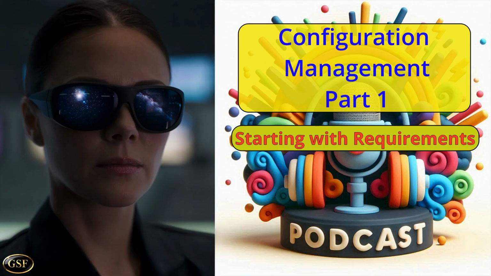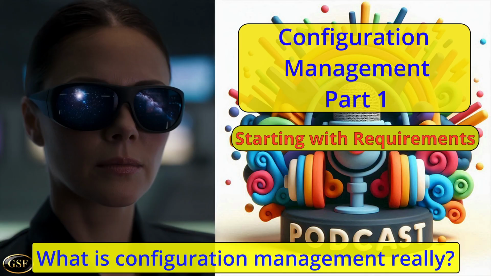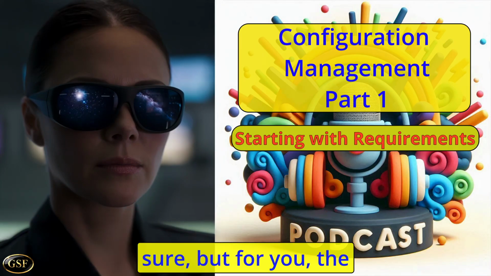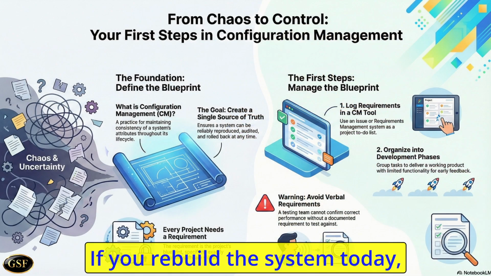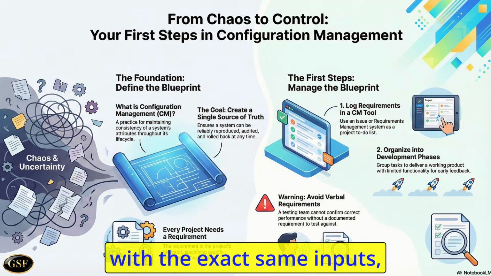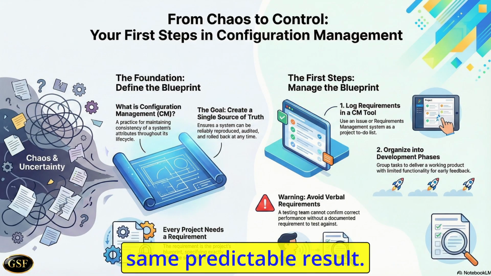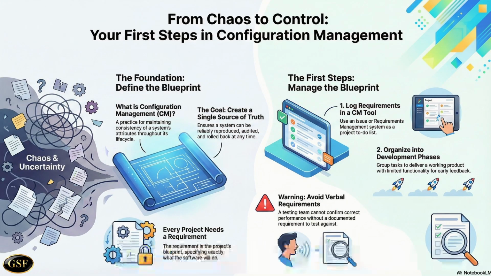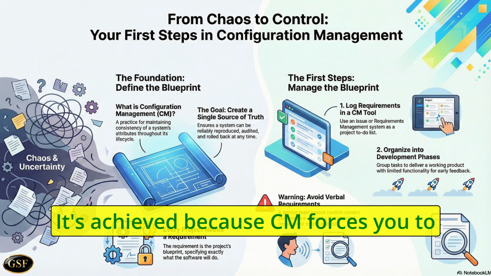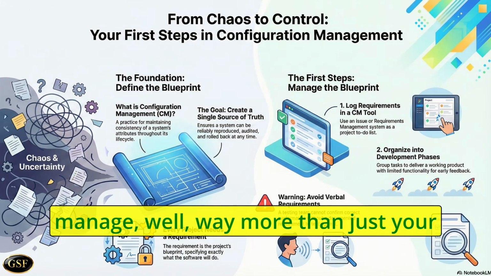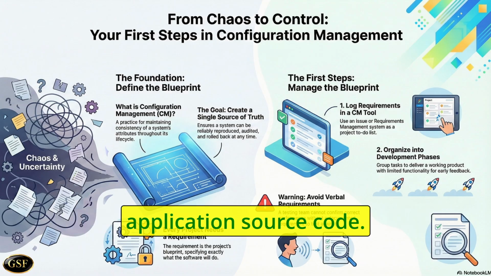Okay, let's unpack this. What is configuration management really? In practice, it's a discipline, sure, but for you, the developer, CM means one thing, right? Right. If you rebuild the system today, tomorrow, or a year from now, with the exact same inputs, you get the exact same predictable result. It's all about consistency. And that consistency is key. It's achieved because CM forces you to manage, well, way more than just your application source code.